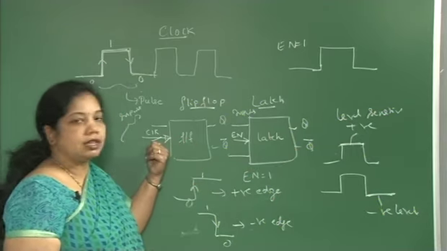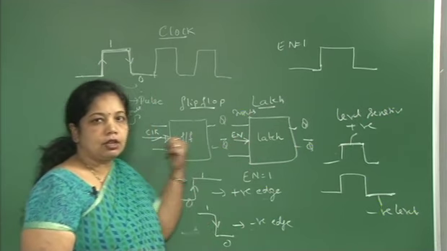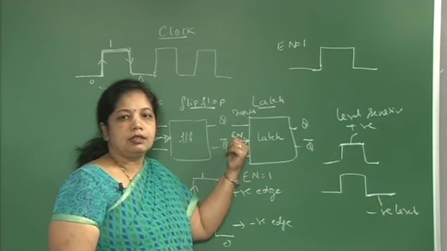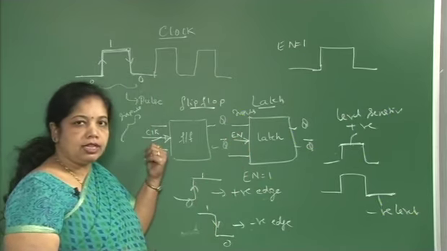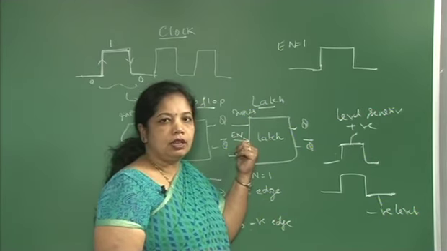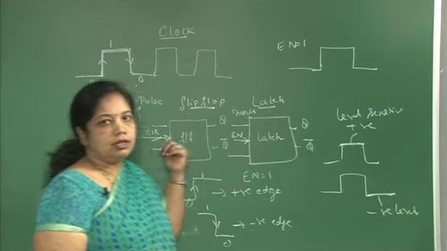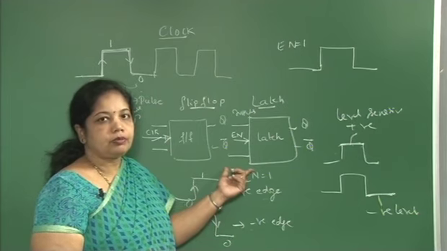So, here we give a signal as clock, here we give a signal as enable. Clock is nothing but a train of pulses, enable is nothing but a signal. So, it can be positive edge triggering or negative edge triggering. It can be positive level sensitive or negative level sensitive. So, this is the second difference between a flip-flop and a latch.